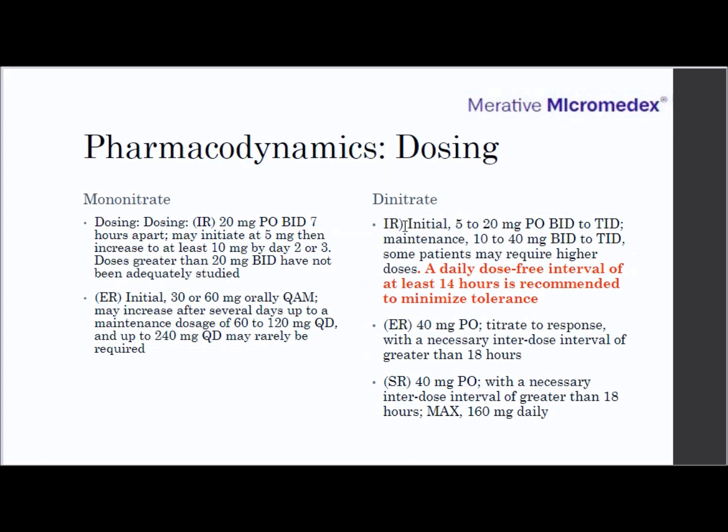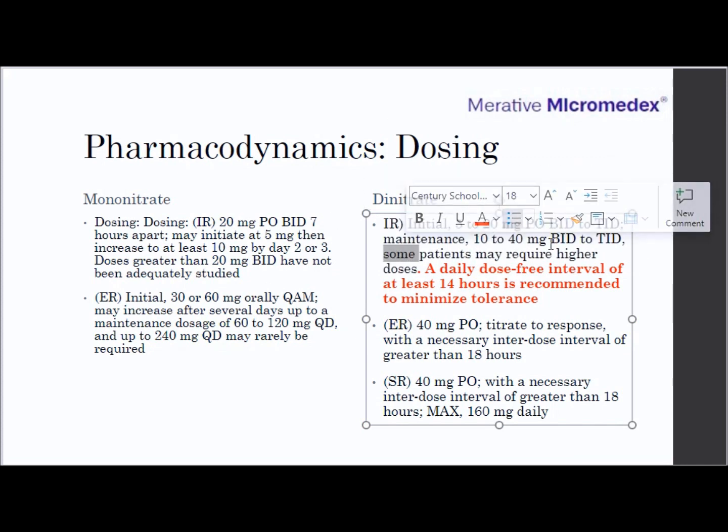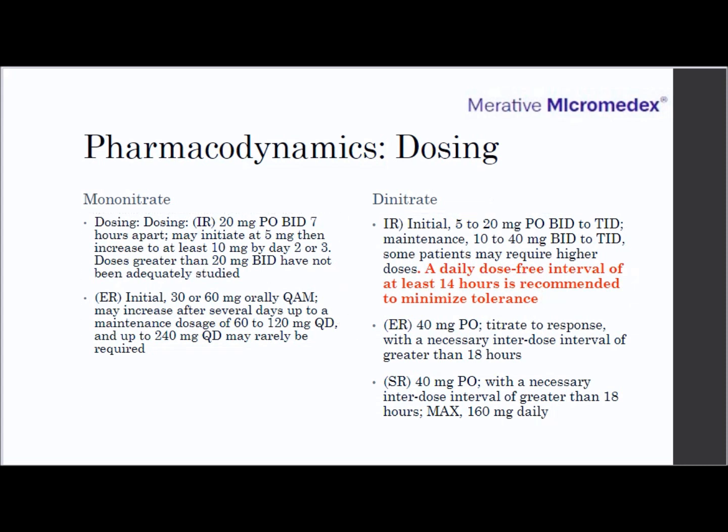The dinitrate, so immediate release, we're looking at 5 to 20 milligrams by mouth twice a day to 3 times a day. The 3 times a day is what's more common. So you start with this initial trial dose, again, see if they tolerate it, go up to this 10 to 40 BID to TID. And this part that I've highlighted in red is unique to the dinitrate indication, not necessarily what you would worry about in practice, but just the dosing indication. They include the importance of a dose-free interval, so at least 14 hours to minimize tolerance. I would also say to minimize risk of toxicity.